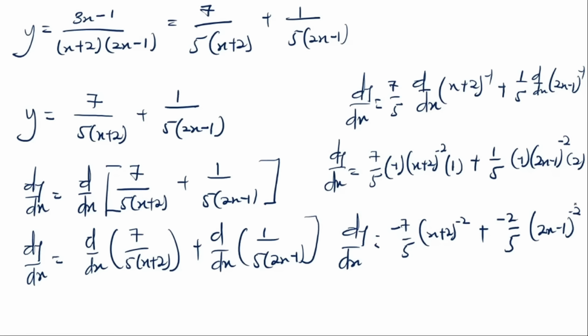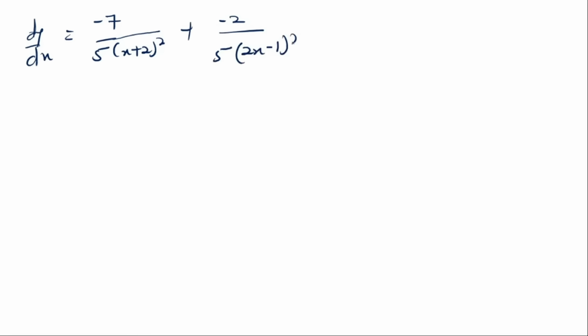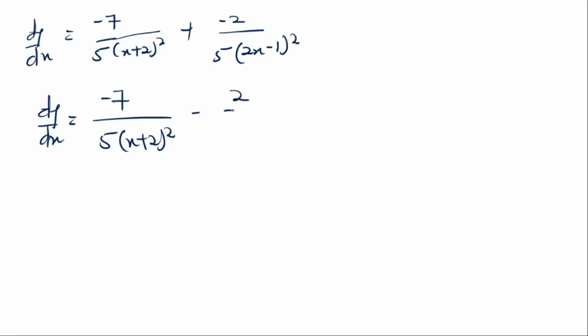Alright, so if we rewrite everything we have over here in a more suitable way, we get our dy/dx to be equal to negative 7 on 5 into bracket x plus 2 squared, then plus negative 2 on 5 times 2x minus 1 all squared. So finally our dy/dx for this example is negative 7 on 5 x plus 2 squared, then minus 2 on 5 times 2x minus 1 all squared.